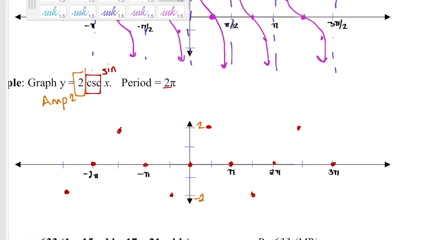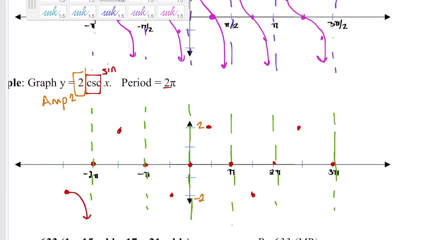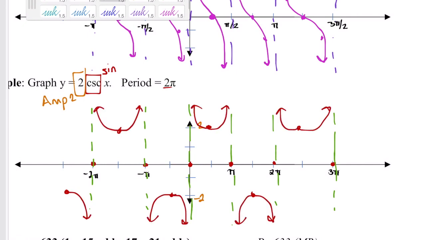And again, because we're doing reciprocals, everywhere I'm crossing the x-axis, so my y is 0, I'm going to put an asymptote. And then I'm going to turn the function out. And then we're finished.